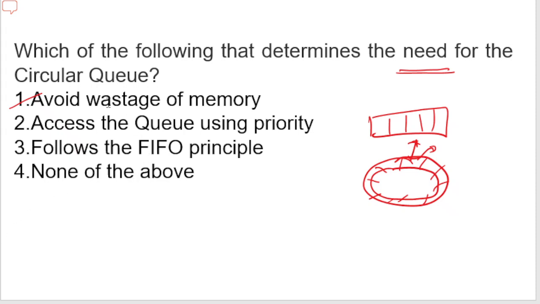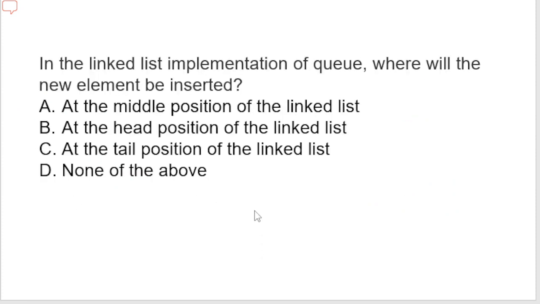And for this question, we already saw it is to avoid wastage of memory. Okay, next question: in the linked list implementation of a queue, where will the new element be inserted? Options are: at the middle position of the linked list, at the head position of the linked list, at the tail position of the linked list, none of the above. So the answer is C.